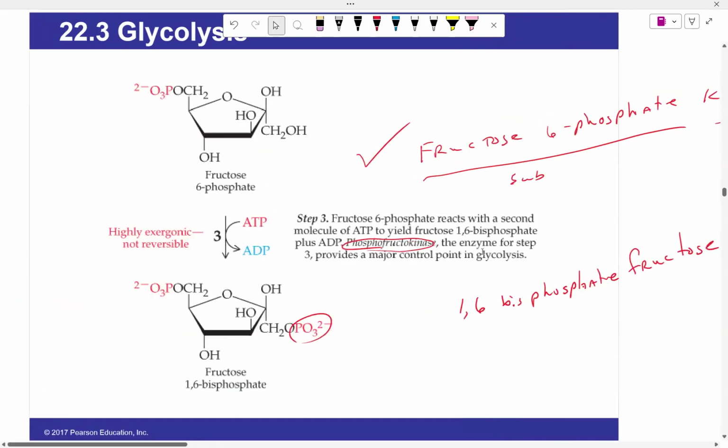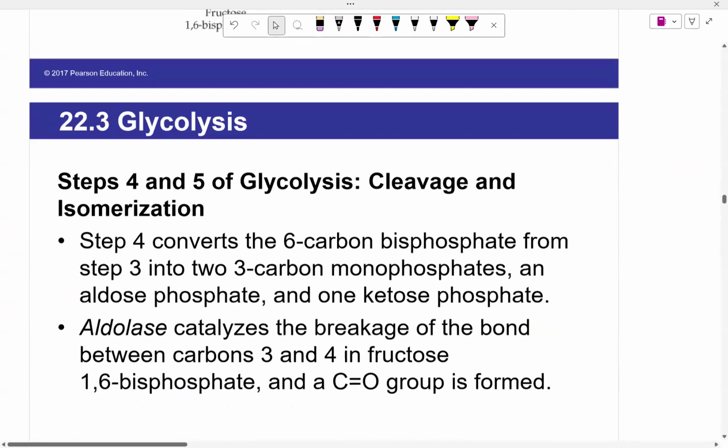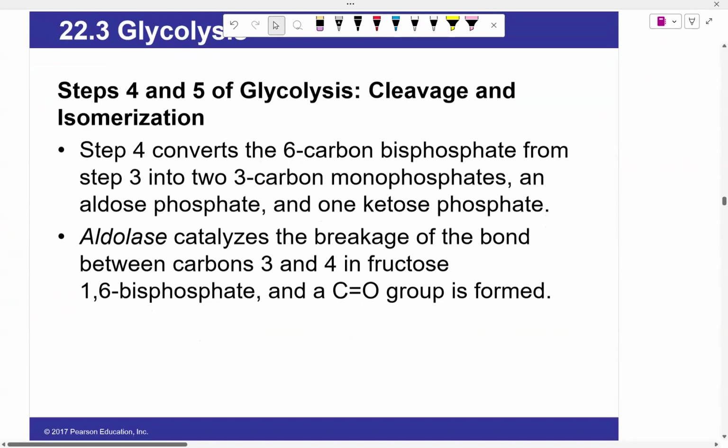See, isn't this just like 305? Okay, so now we're taking that 2-phosphorus fructose, we're going to cleave it in half. And the reason why we had to add another phosphate group is because when we want to cleave it, we want each side to have a phosphate group on it.